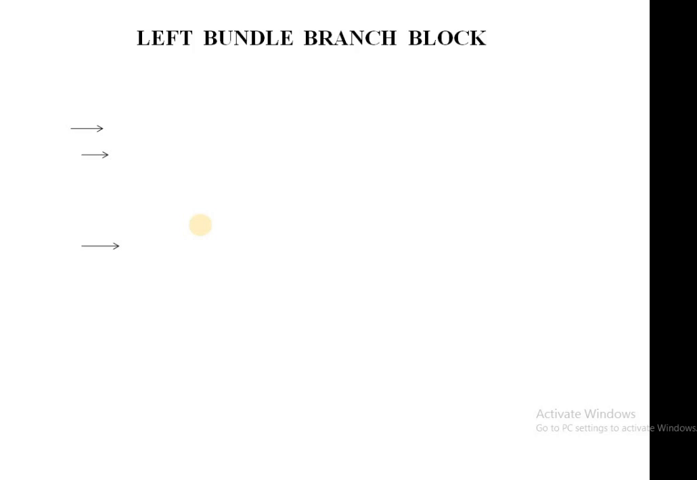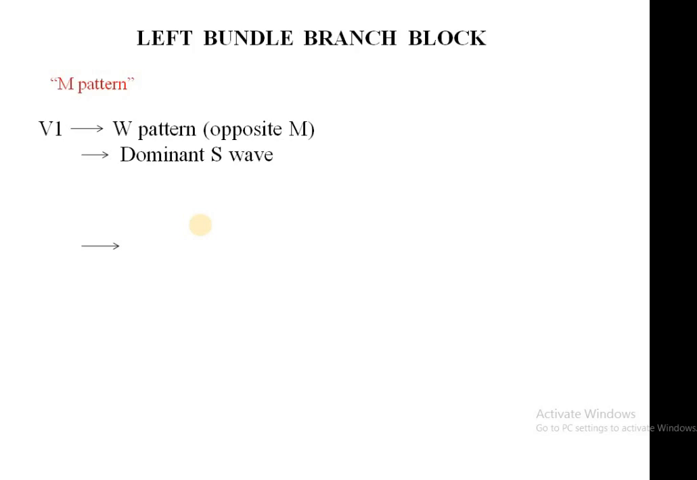Now the left bundle branch block. For left bundle branch block, remember M pattern. Now in V1 you will be seeing opposite M, that is W pattern and dominant S wave. So it will be something like this. See, opposite M and dominant S wave. In V6 you will be seeing M pattern. This is the M pattern.